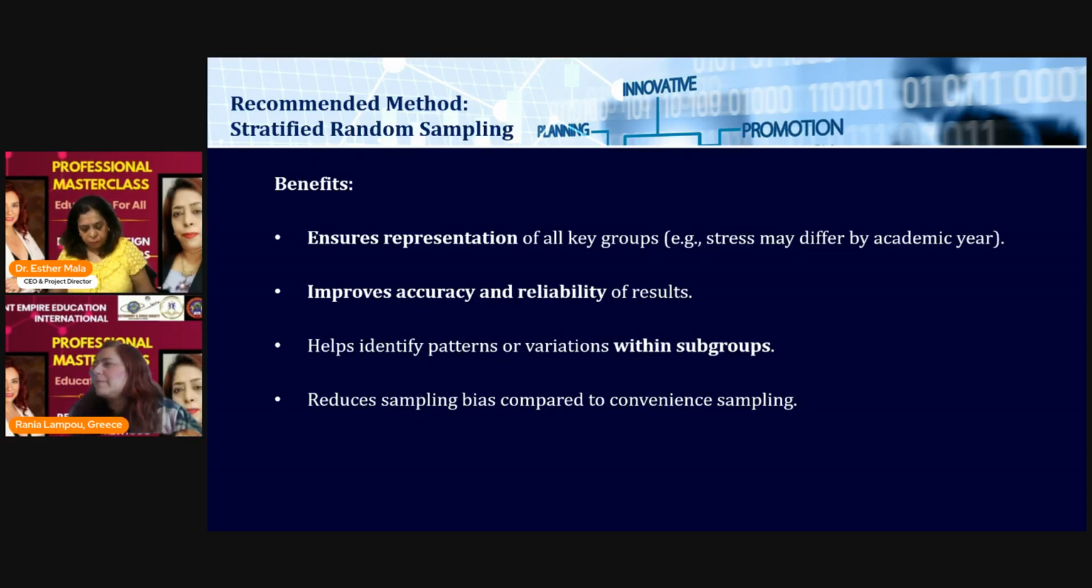And of course, what are the benefits of this? This ensures representation of all key groups. This improves the accuracy and reliability of our results. It helps identify patterns of variation within subgroups, and this reduces sampling bias compared to convenience sampling.